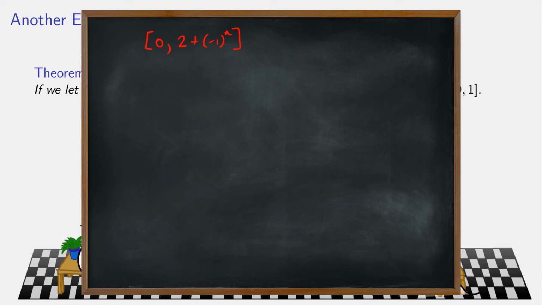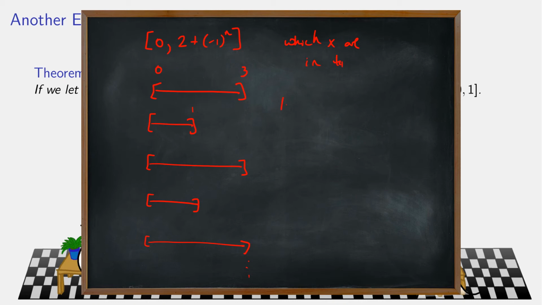So for n equals 0, we have 0 to 3. But for n equals 1, we have 0 to 1. Then we're going to have 0 to 3. Then we're going to have 0 to 1. Then we're going to have 0 to 3, and so forth. So to construct the liminf and the Limsup, the question becomes which x are in, let's just say, the liminf of the a_n. This will be x's which are in all a sub n past a certain point.